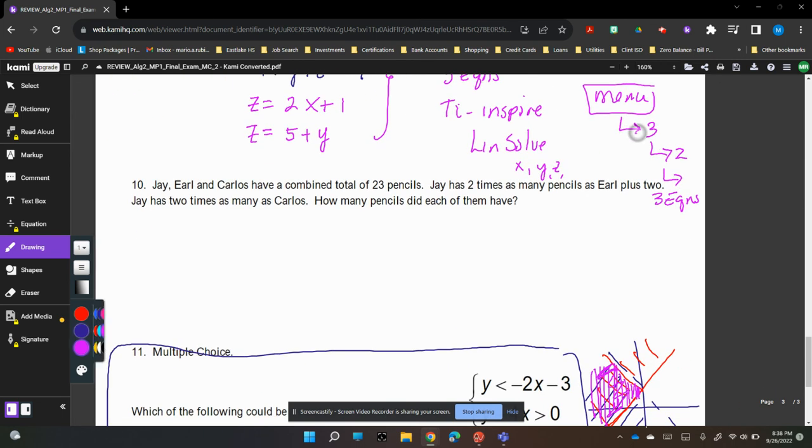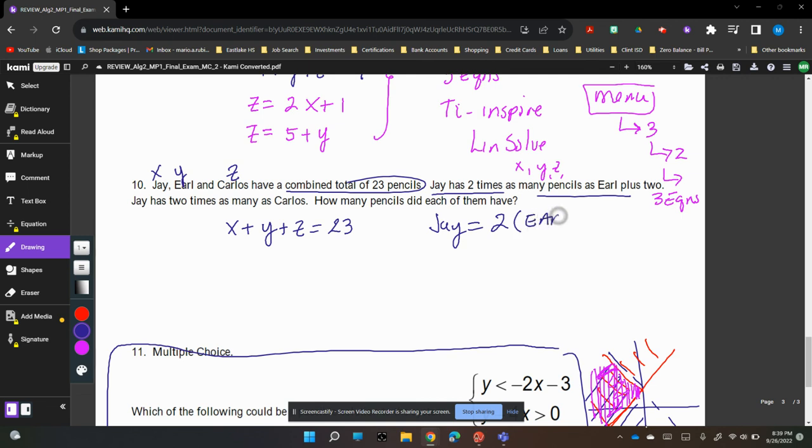Okay. So let's help you guys set up this one. Again, Jay, Earl, and Carlos. So we're going to call them X, Y, and Z. Together they have a total of 23 pencils. So X plus Y plus Z equals 23. J has 2 times as many as Earl. So we can say J equals 2 times as many pencils as Earl plus 2. But remember, instead of Earl and J, we're going to call them X and Y. So x equals 2y plus 2.